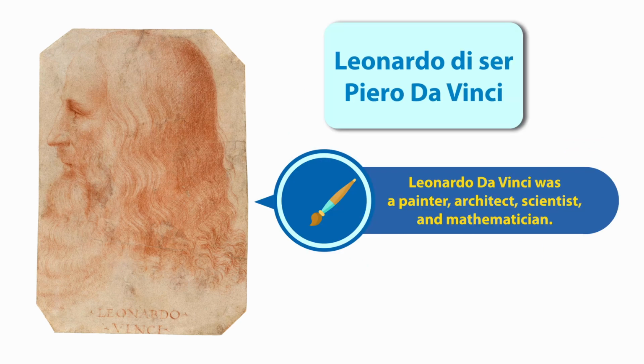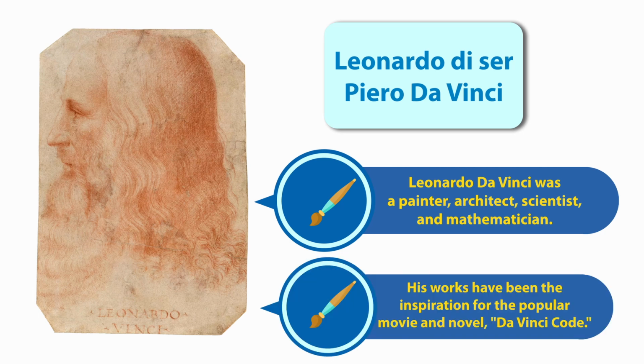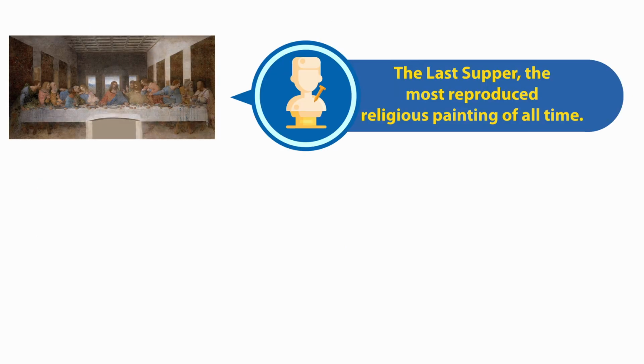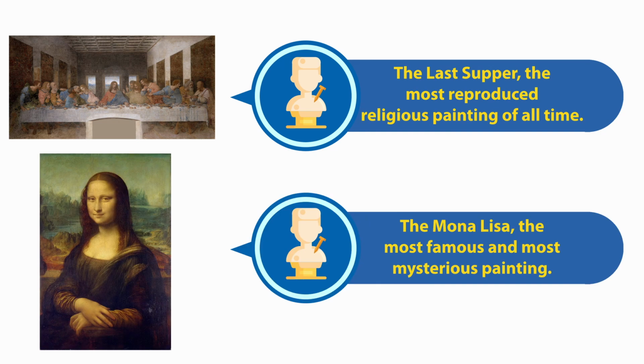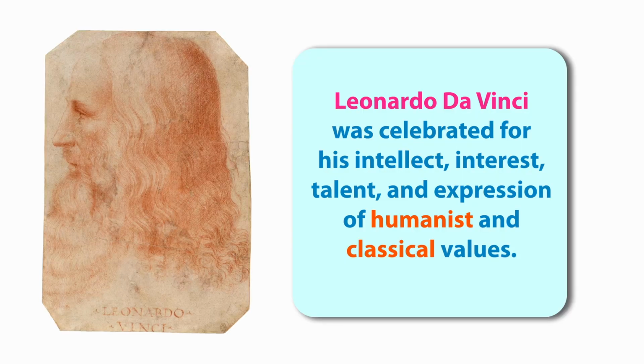Leonardo da Vinci was a painter, architect, scientist, and mathematician. His works have been the inspiration for the popular movie and novel Da Vinci Code. His well-known works were The Last Supper, the most reproduced religious painting of all time, and the Mona Lisa, the most famous and most mysterious painting due to the different interpretations of Mona Lisa's smile. He is widely considered to be one of the greatest painters of all time because of his intellect, interest, talent, and his expression of humanist and classical values.